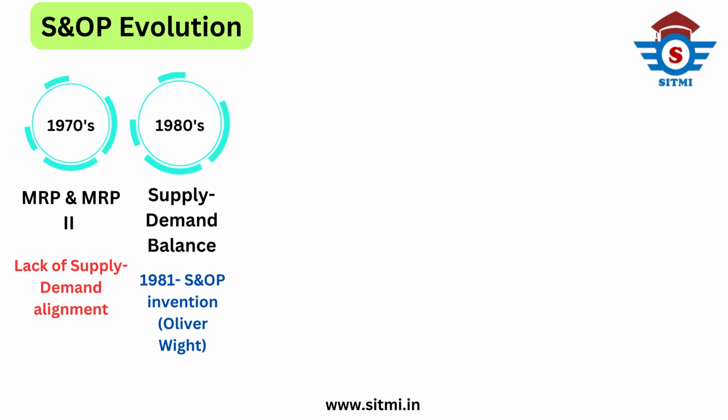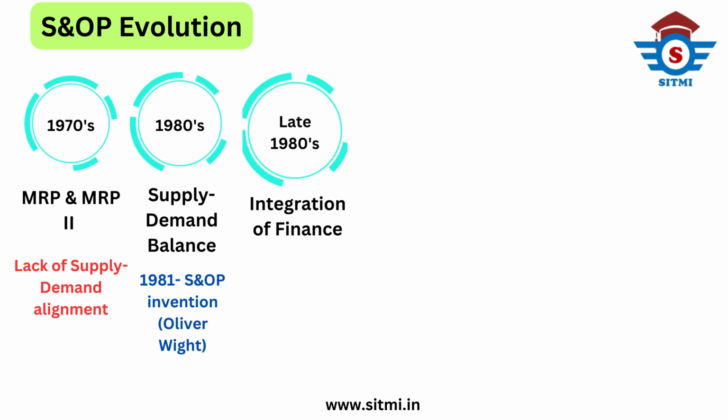Now in the 80s we have seen that there was a major focus on balancing supply and demand with a structured process. Now in the late 80s, it was also understood that there is a need to involve finance in this process, and that's why financial integration has been one of the key developments in S&OP in the late 1980s.